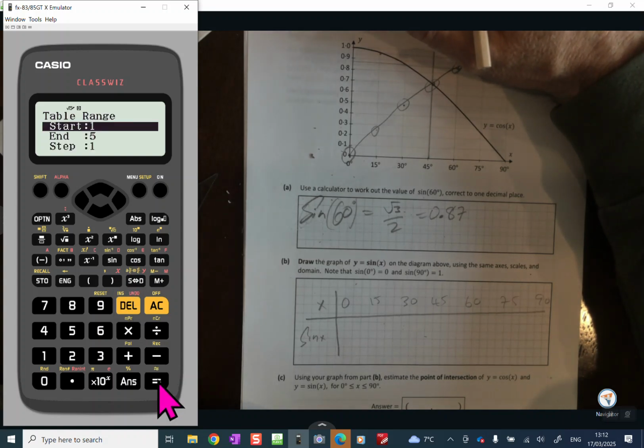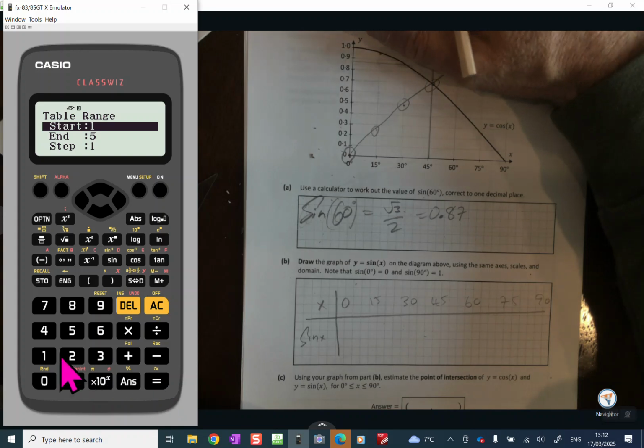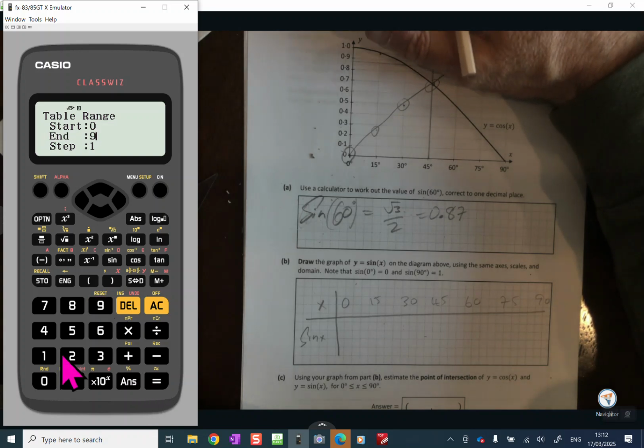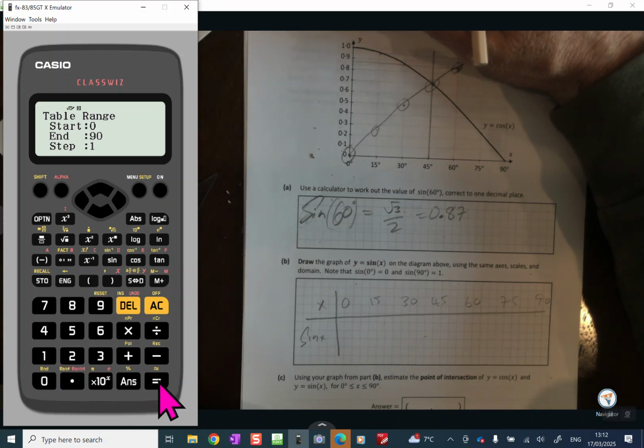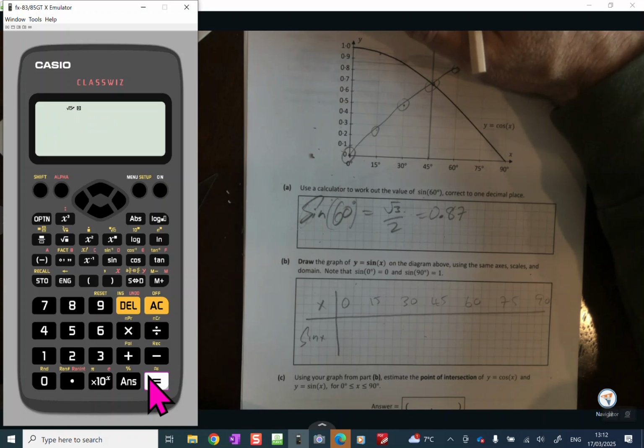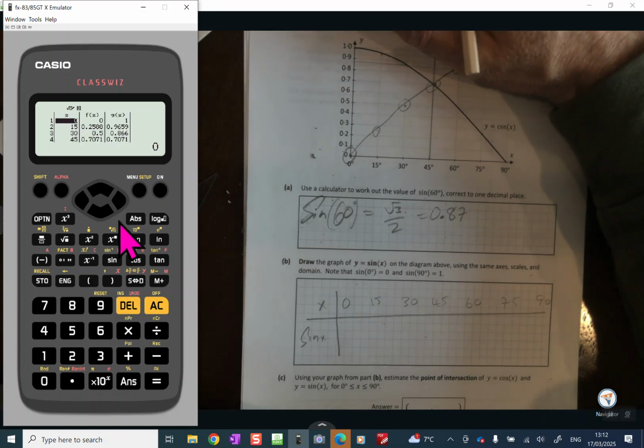And we don't want to start at 1, we want to start at 0, end at, and say equals to that. Where do you want to end? I'll end at 90. And what will my step be? My step will be 15. Okay, and then you can let the function go, and we look at the sine values.